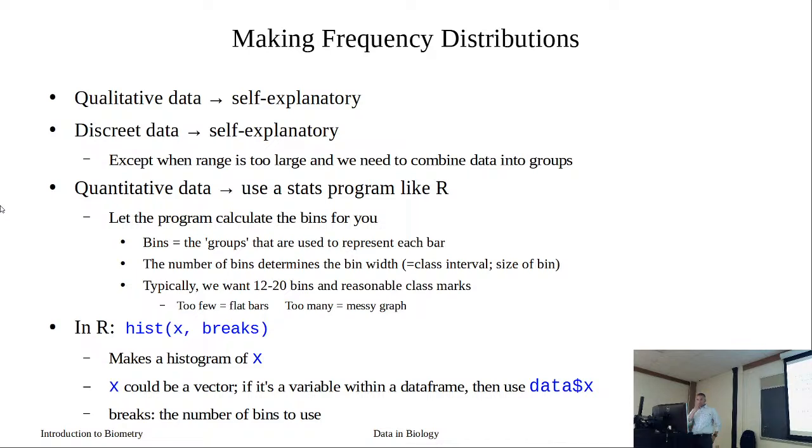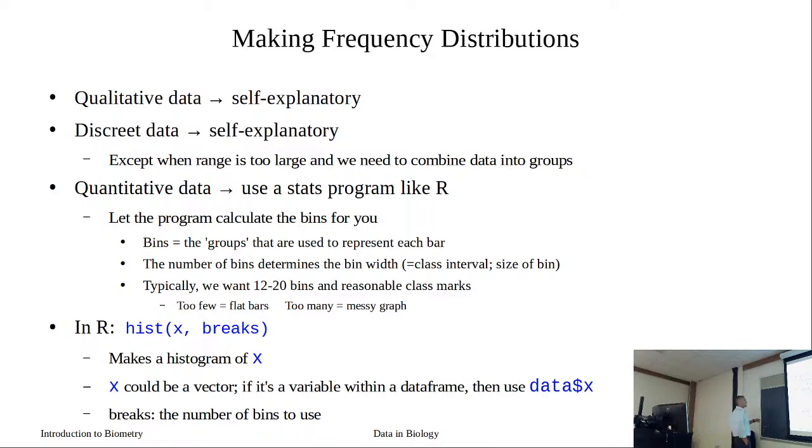So, making frequency distributions. We're going to go into a little bit more detail on these histograms. This just summarizes: we're trying to add up frequencies, we're trying to report frequencies. If we have qualitative data, hopefully it's self-explanatory. You figure out what groups you have, and you just count how many items there are in each group. Discrete data, same thing. We've got our counts. If we record how many males are in a clutch, and we've got 100 different clutches, it's pretty easy to sum up and say, okay, we had 5 clutches that had 0 males, and 10 clutches that had 1 male, and so forth.